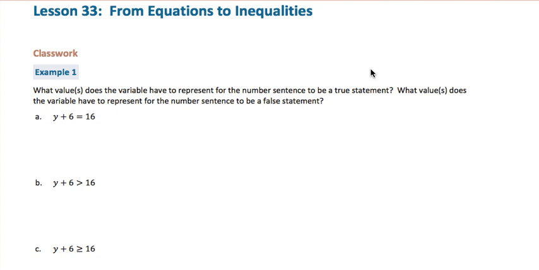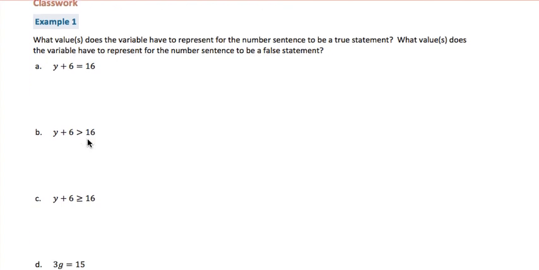In Module 4, Lesson 33, we're going to extend our problems from equations to inequalities. So starting with example 1, just a review: what value does the variable have to represent for the number sentence to be a true statement? And what value does the variable have to represent for the number sentence to be a false statement?